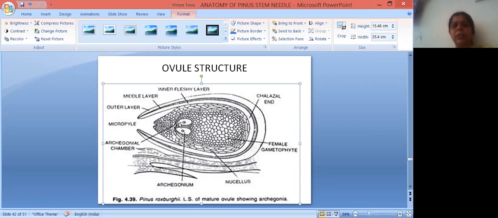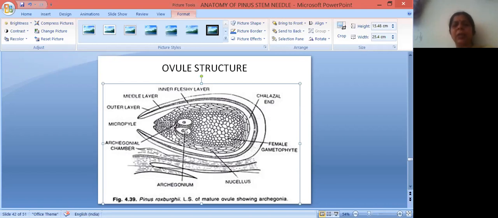In this nucellus tissue, one of the cells present towards the micropyle side acts as the megaspore mother cell. That megaspore mother cell undergoes reduction division and produces 4 megaspores. Of these 4 megaspores, the uppermost 3 degenerate and the lower one is functional. That lower one develops into an embryo sac. That embryo sac is nothing but here.